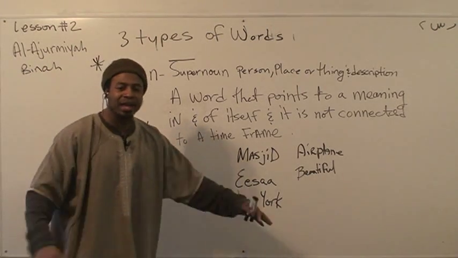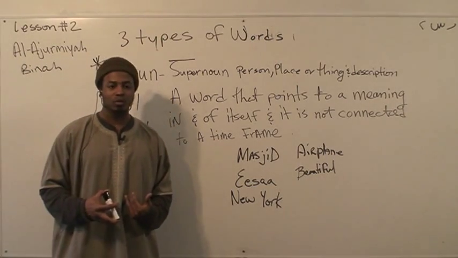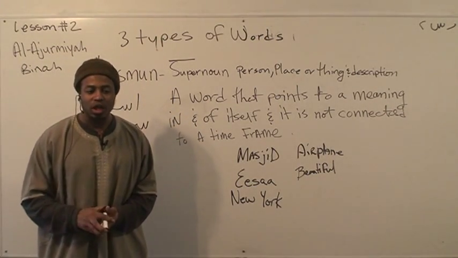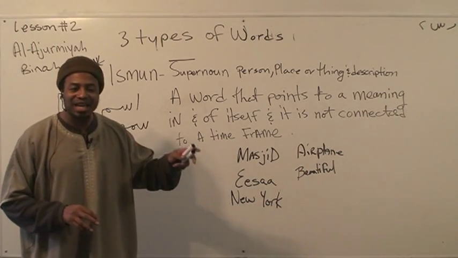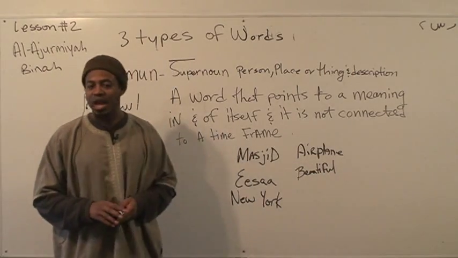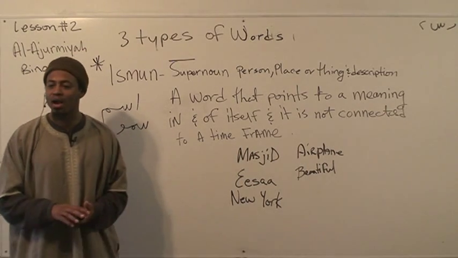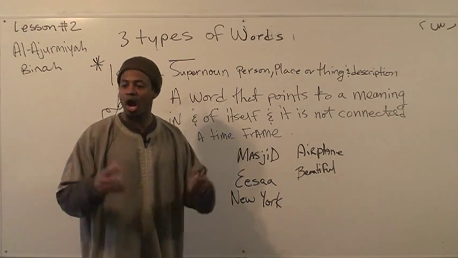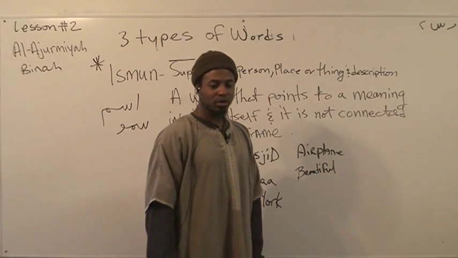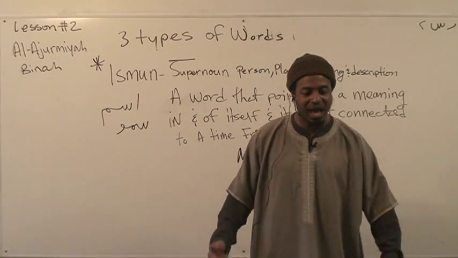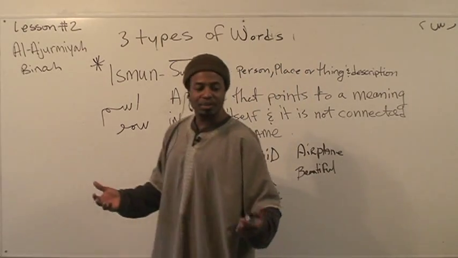The harfun is the weakest of them. Why is that? You guys have to tell me. What is a harf? It is a word that points to a meaning in some other word, and it's not connected to a time frame. So it has no strength by itself. You can't make a sentence with a harf. Can I say under, in, from, around, behind, on top? That sounds, it's words, but it's not kalam.